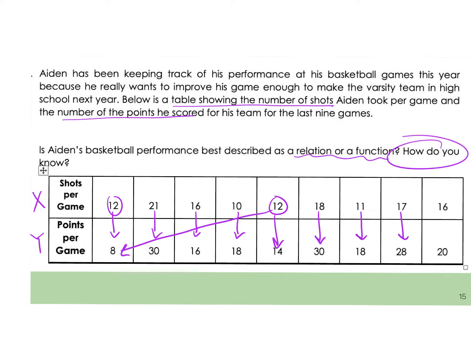17 goes to 28. We have another repeat. 16 goes to 20, but 16 also goes to 16. So, is this a relation? Yes, because everything's a relation. Is this a function? No. Why not? Because we have x values repeating. So this is not a function because the input of 16 and the input of 12 both have two outputs. So the relation is not a function.